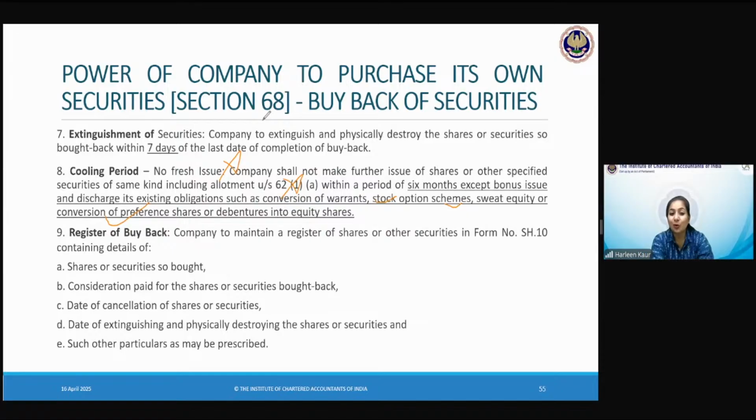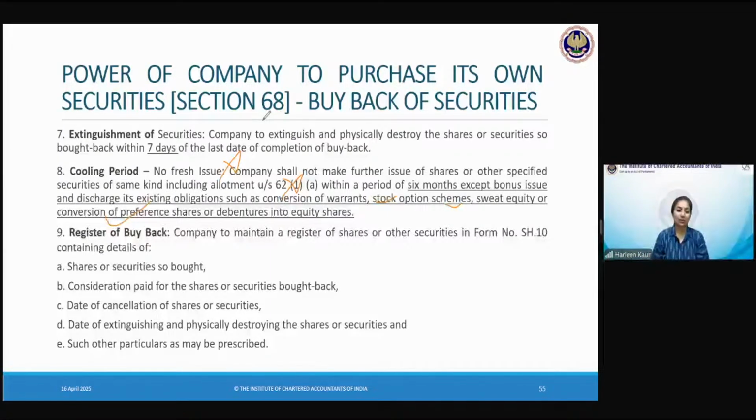Very good. Nidhi has written all the dates. Ma'am, first 12 months, an important date. Two places where you have 12 months, then 7 days to extinguish, and for the next 6 months you are not going for a fresh issue of shares. And if I ask my students, can I go for a rights issue after I have done buyback? No, ma'am, for 6 months you cannot go for a rights issue. Can I go for conversion of shares or debentures into shares?